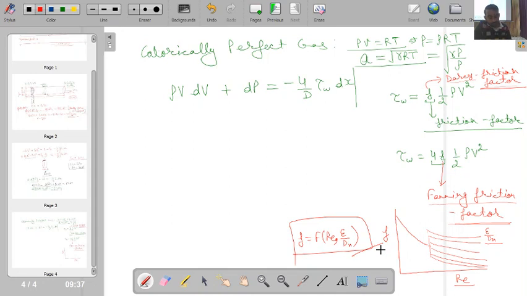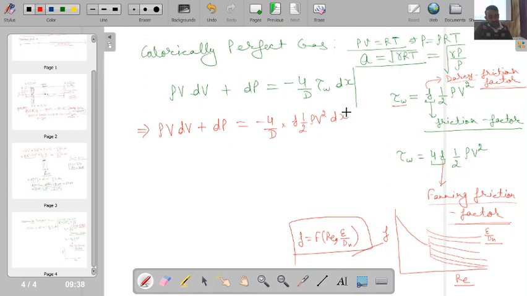Okay, so with this assumption, what we will do now, in our momentum equation, I will replace it with tau w equal to F half rho v square. Okay, so I am considering over here the Darcy friction factor. Okay, so if I consider Darcy friction factor, I can write rho v dv plus dP equal to minus 4 by d into F times half rho v square into dx. Okay.